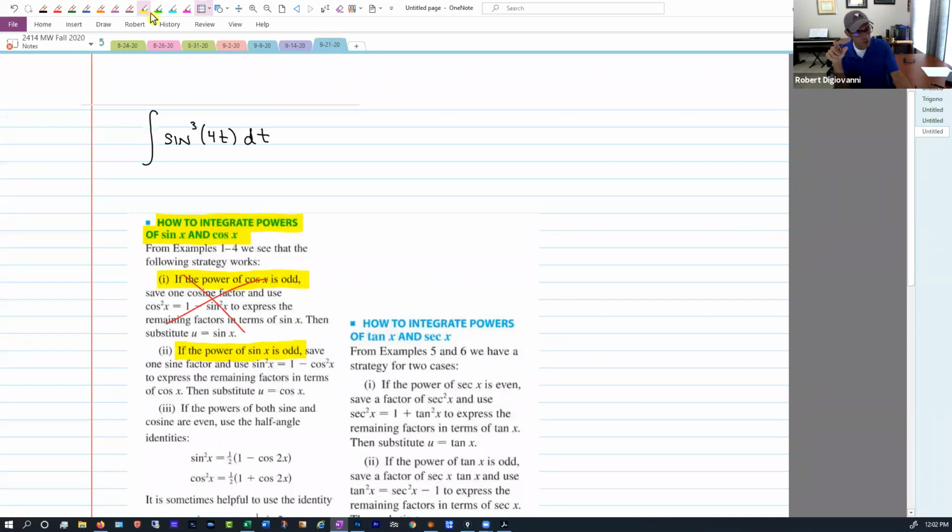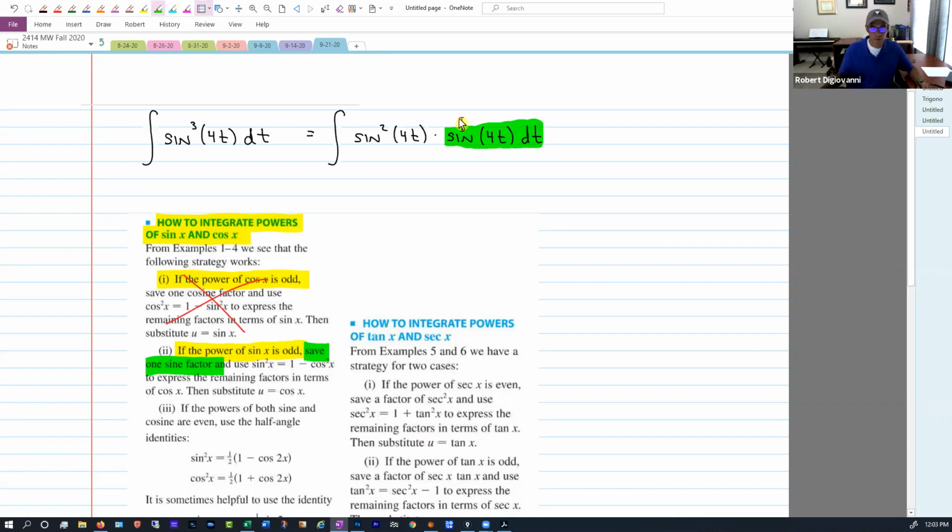What we're going to do, and this is weird language, this is the way the author of the book says it, we're going to save one factor of sine. What does that mean? It means factor out one factor of sine. So I'm going to rewrite this as sine squared 4t times sine 4t dt. I have saved one factor of sine, the one I've pushed out to the side. Everyone good?